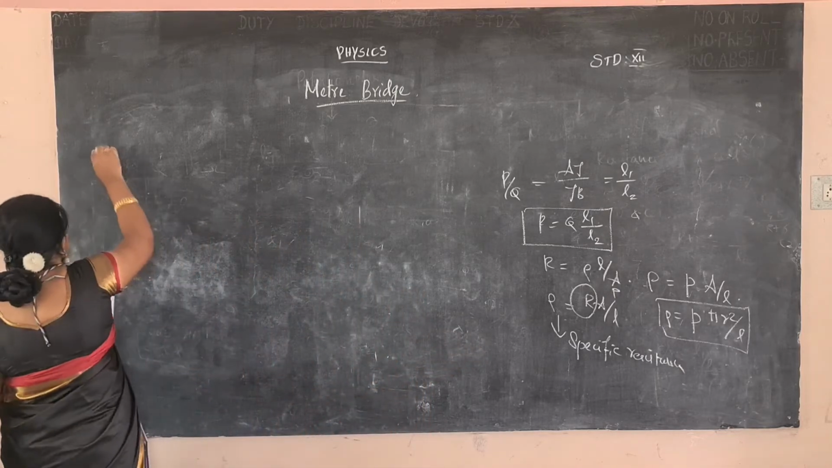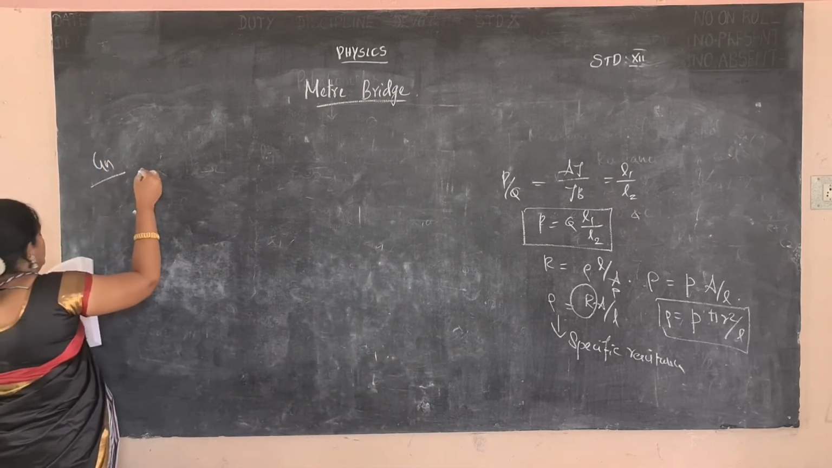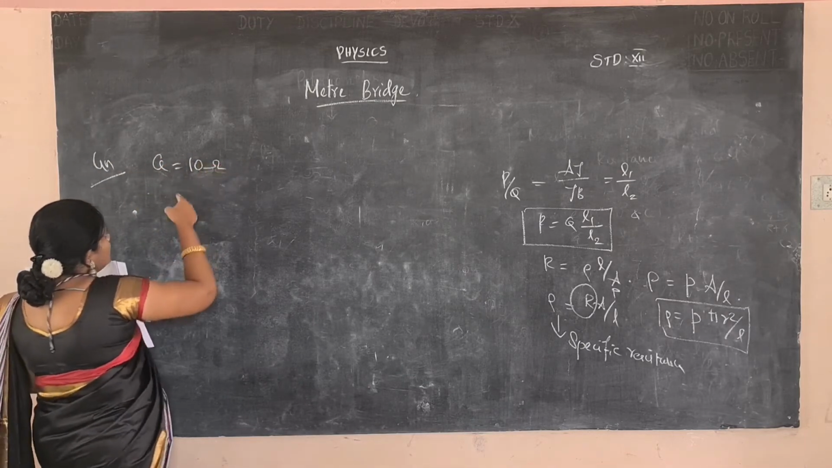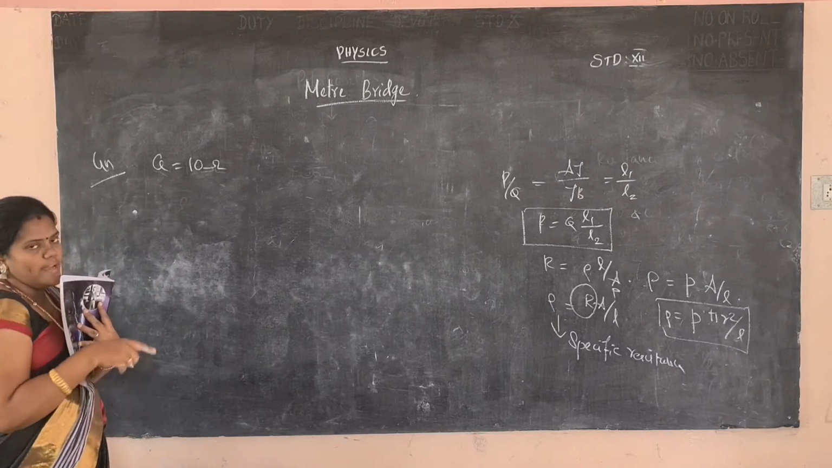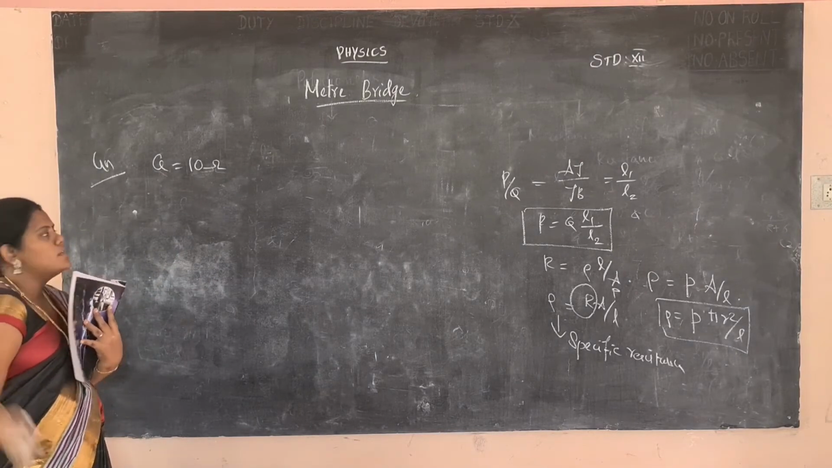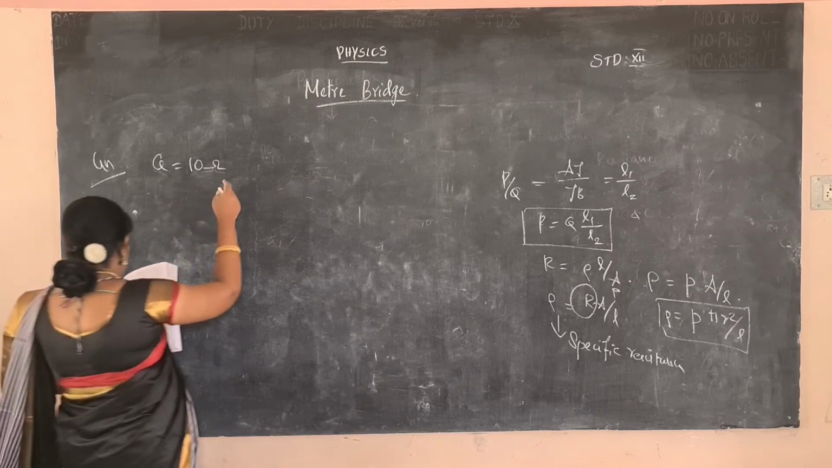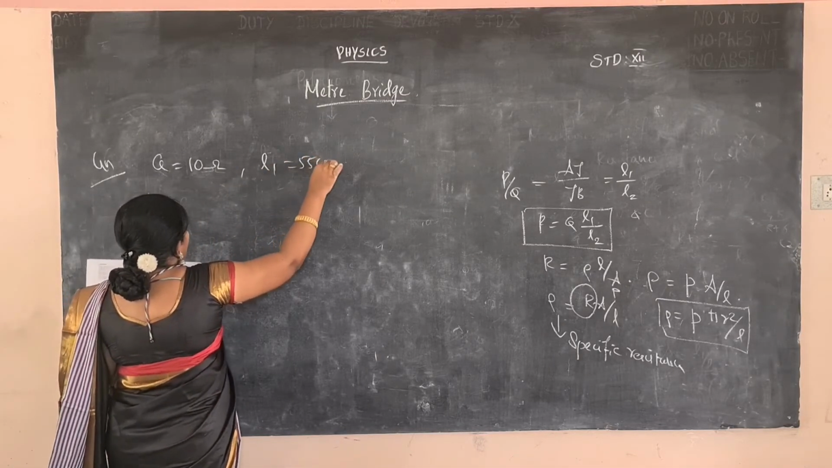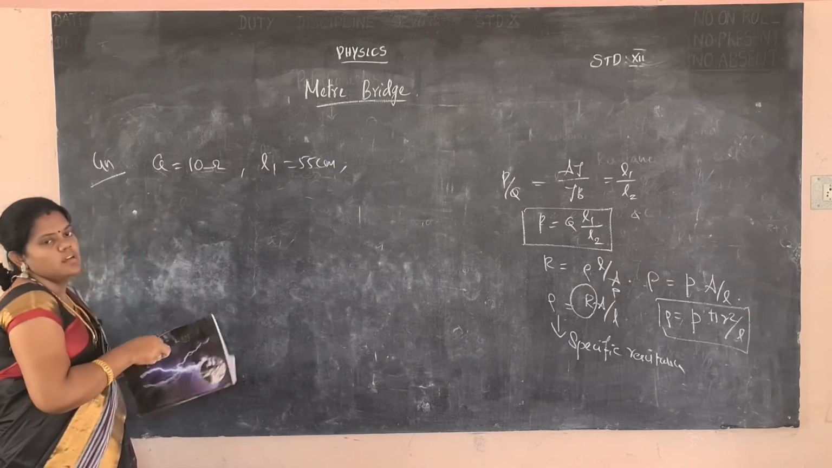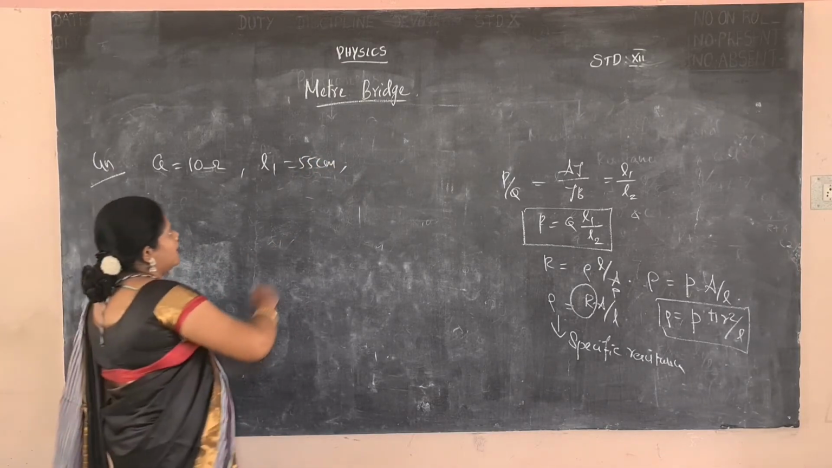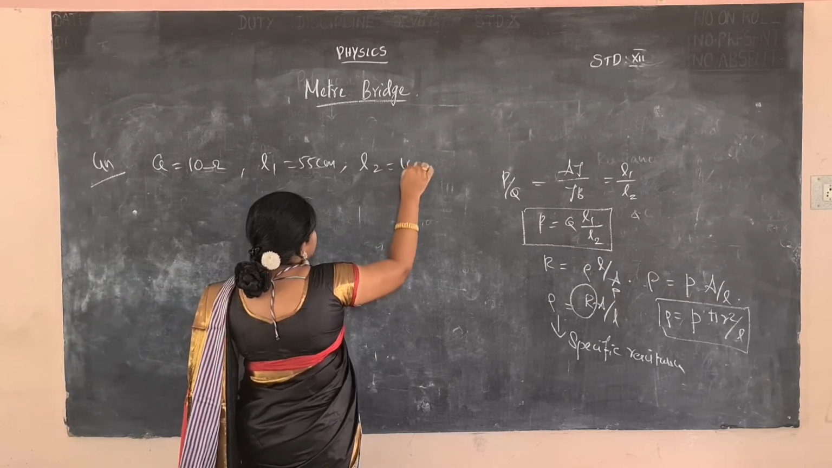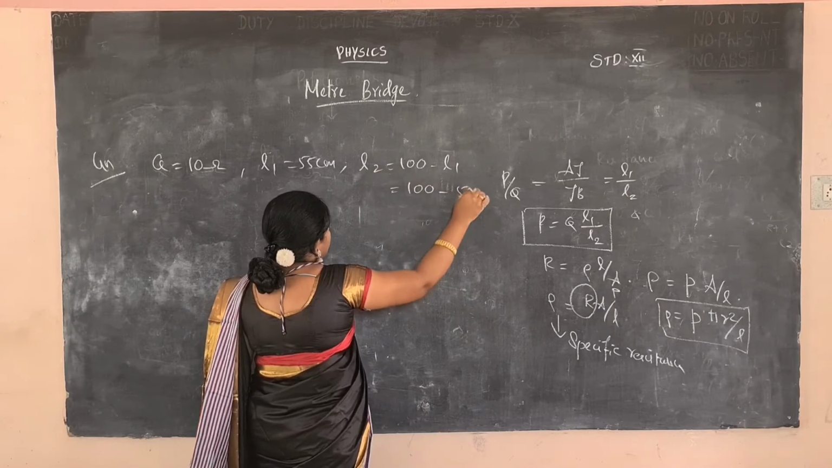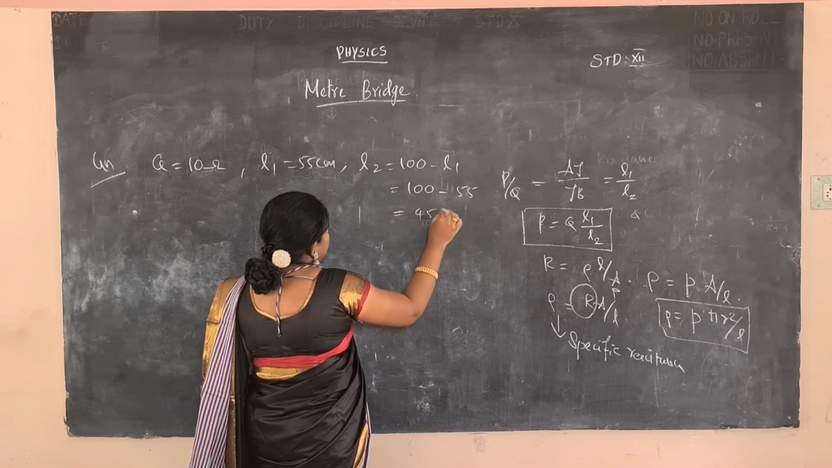So what are the given values? First, the specific resistance value Q will be equal to 10 ohm. Why do you have to take Q? Because the Q value will always be fixed in the right gap. So the right gap Q will be equal to 10 ohm, and the L1 value will be equal to 55 centimeter. How will you find out the L2 value? L2 is equal to 100 minus L1. Okay, so 100 minus 55 will be 45 centimeter.